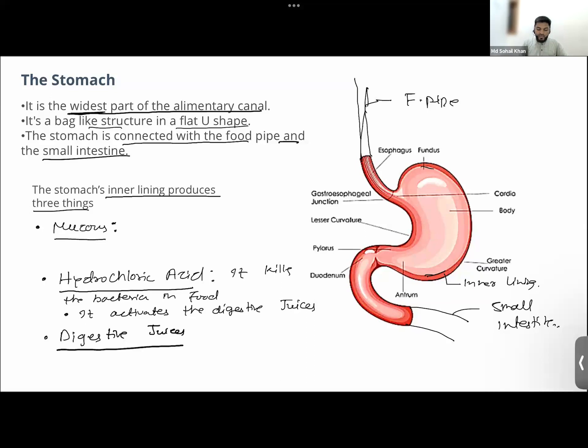Now, if this is an acid, it might affect the stomach as well. It might affect the tissues of the stomach. So in order to protect the tissues and the inner lining of the stomach, we have this mucus here. So what does it do? It protects the inner lining of the stomach, guys. That is what the mucus does. And what do the digestive juices do here? They help in digestion of food by breaking down the proteins present in the food into simpler substances.